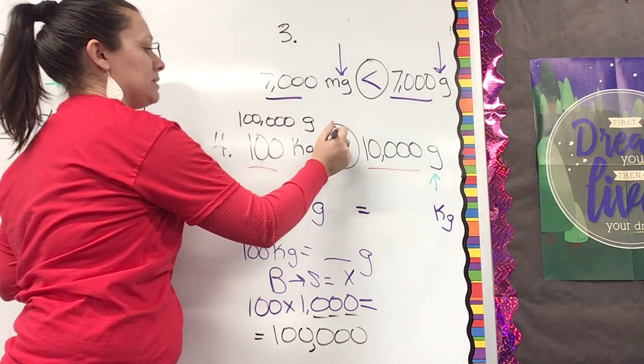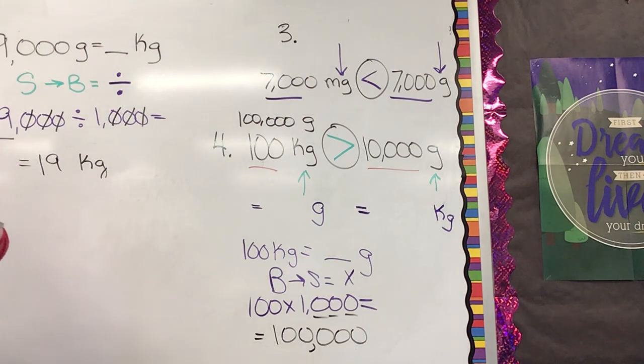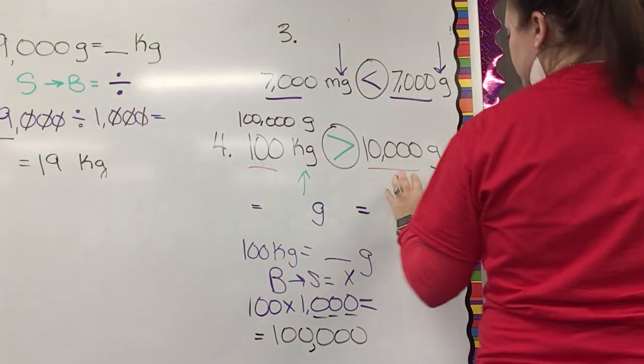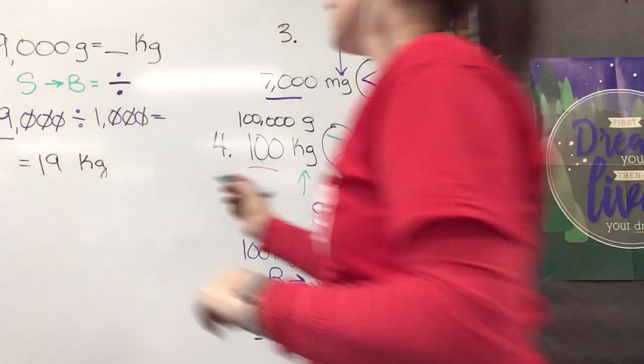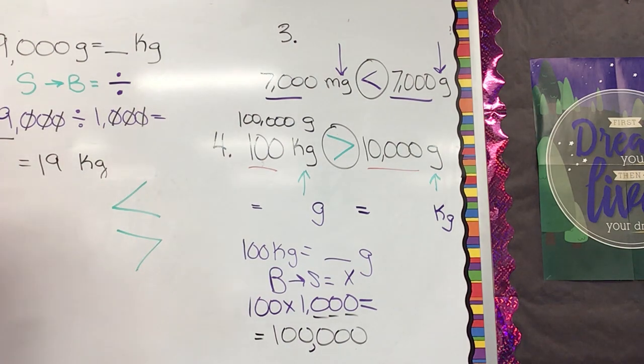Greater than. Very nice. Because we know our alligator mouth wants to eat the bigger number. He wants to eat 100,000 grams versus 10,000 grams. But when we say it, remember, you're looking at it like a book. So we've got less than and greater than. Read it like a book, left to right.